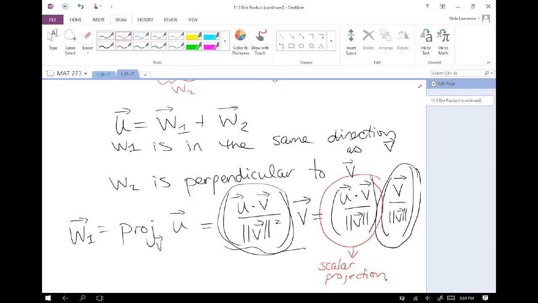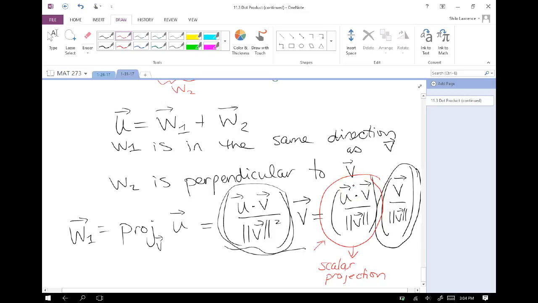I know V over magnitude of V only has a length of 1. So whatever I multiply it by, which is this front set of parentheses, that's what the new length is going to be, U dot V over magnitude of V. So the scalar projection is just the length of W sub 1. And it's just this first part.